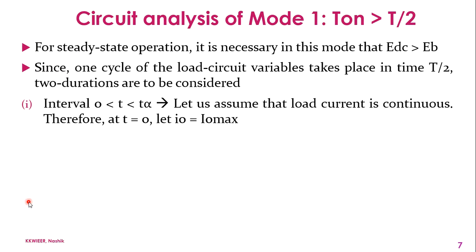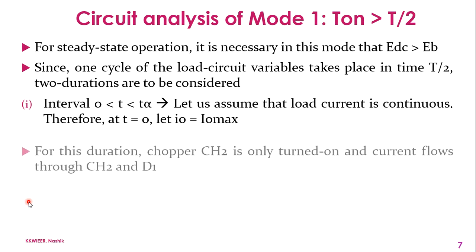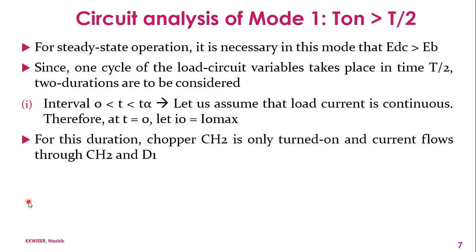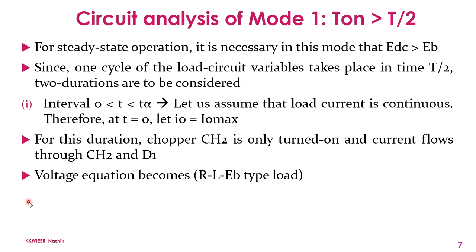Therefore, at T equal to 0, the output current I0 will be I0 max. For this duration, the chopper CH2 only is turned on and the current flows through CH2 and D1. The voltage equation becomes, the load type is R L EB. If you remember the diagram, then in the voltage equation, the voltage across R will be R into I0, the voltage across L will be L di0 by dt, plus EB, which is equal to the input voltage EDC.